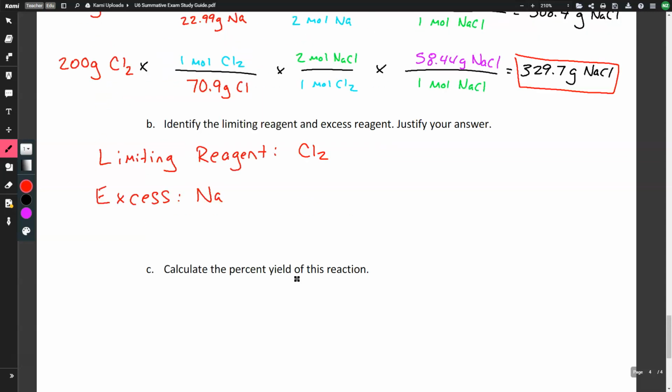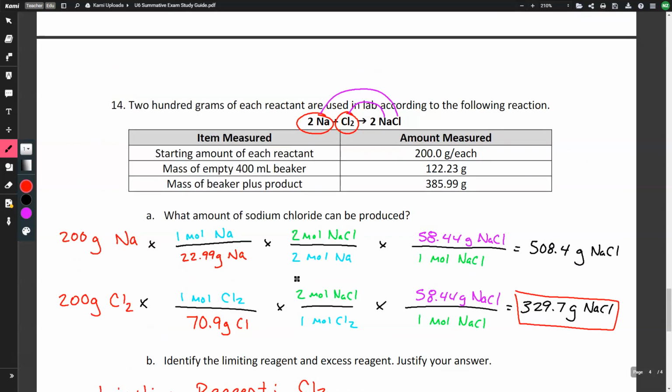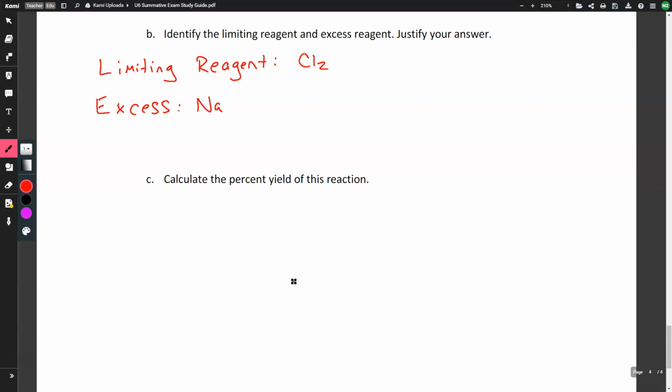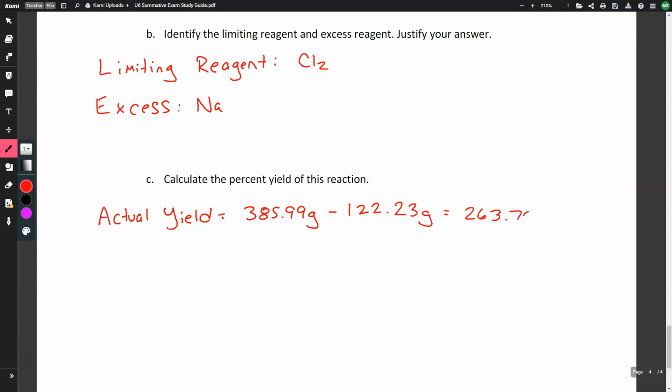Calculate the percent yield of our reaction. If we go back up to the data table, we have 2 other numbers that we haven't used yet. We have the mass of the empty beaker, and we have the mass of the beaker plus the product. We're going to want to subtract those. So our actual yield is going to be the mass of the beaker plus the product, which was 385.99 grams. We're going to subtract the mass of the empty beaker, which was 122.23 grams, and we get 263.76 grams. Okay, that's our actual yield.